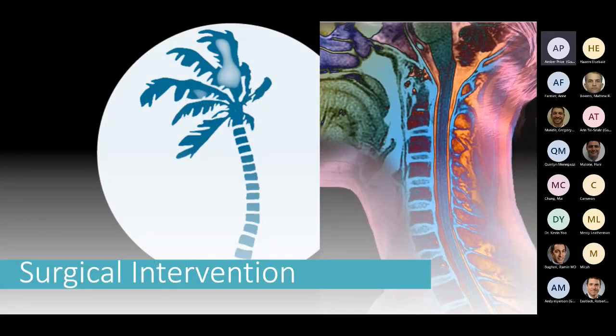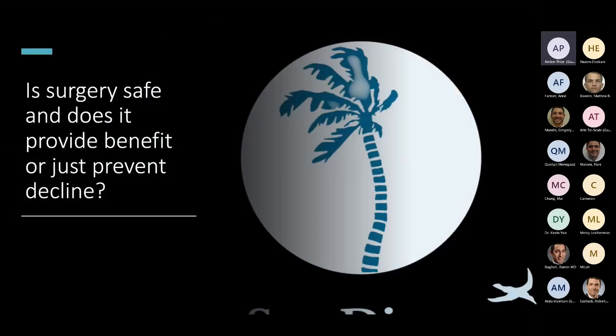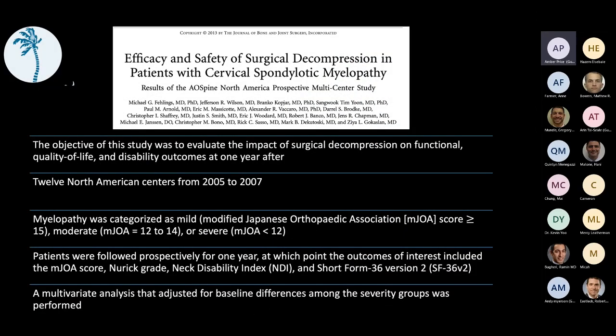So when we talk about surgical intervention, there's a whole host of options, and it becomes a bit of a bear, so I tried to break it down into different portions of the literature. So is surgery safe, and does it provide benefit or just prevent decline? Because we always talk about the main point of this surgery being to prevent you from declining further, but do we actually provide benefit for patients?